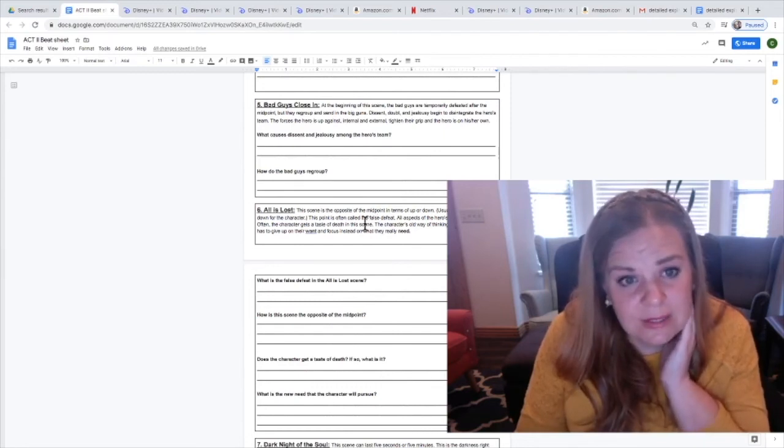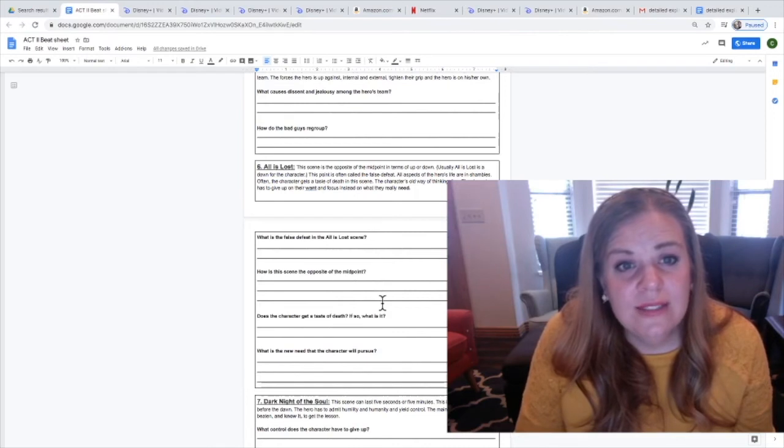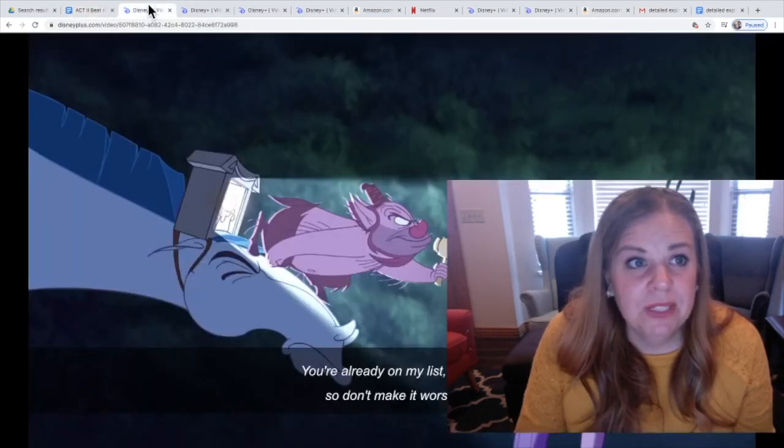Now, the last two scenes in this middle act of the movie, the second act, are called The All Is Lost and The Dark Night of the Soul. And they're very, very similar to each other. The All Is Lost scene is when your character loses what they had. They lose their friends.